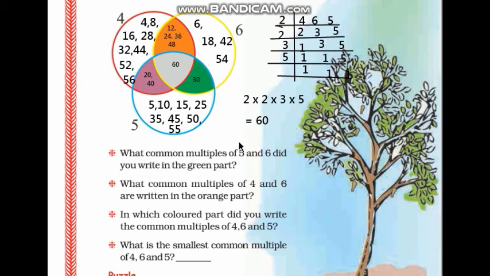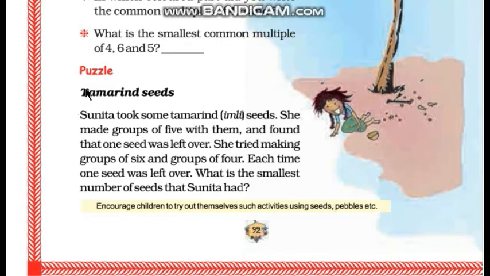Now let's move on to the next topic. Here a puzzle is given: tamarind seeds. Sunita took some tamarind, means imli, seeds. She made groups of 5 with them and found that one seed was left over. She tried making groups of 6 and groups of 4. Each time one seed was left over. What is the smallest number of seeds that Sunita had?